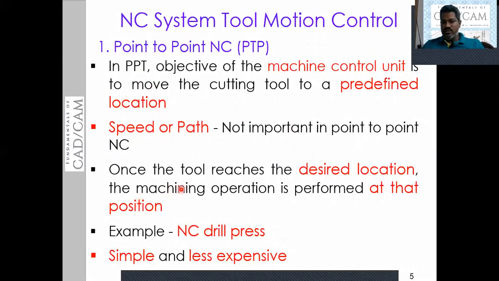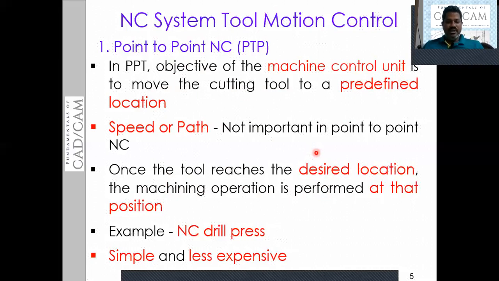Okay, let me move on to the other point. Once the tool reaches the desired location, the machining will be performed. The example for this type of tool motion control, that means PTP, is the drill press. The drill bit is going to move onto the work plane. After reaching there, irrespective of the speed and path, the drill will be performed, or the work will be performed, at that location.